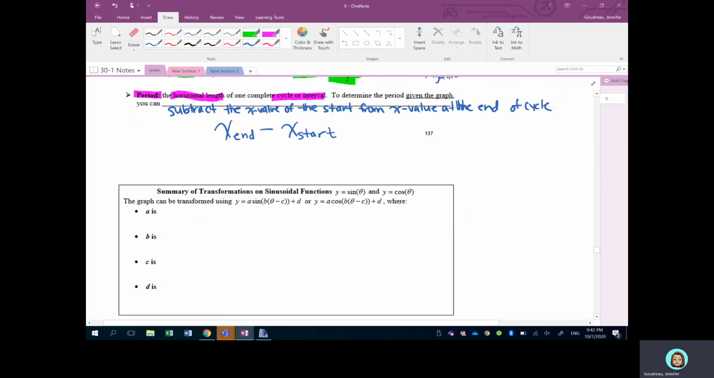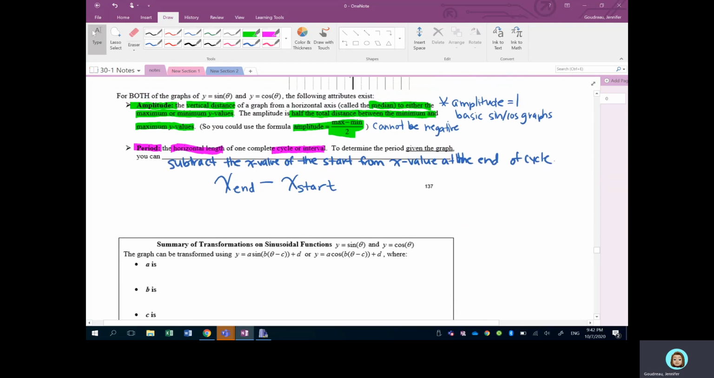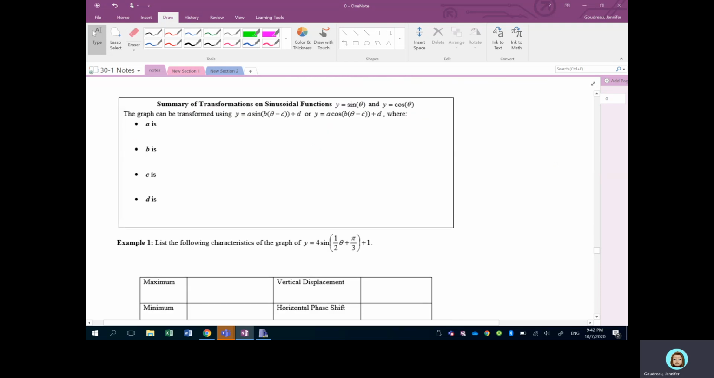Now, we are going to take y equals sine theta and y equals cosine theta, and we are going to transform them in a similar way to what we did in chapter 1. However, it's a little bit different. We still have 4 parameters. However, 2 of our parameters have changed. In the transformed form of the equation, we have a sitting in front of the function, so y equals a sine. B is inside the function. But where we used to have h and k, now we use c and d.